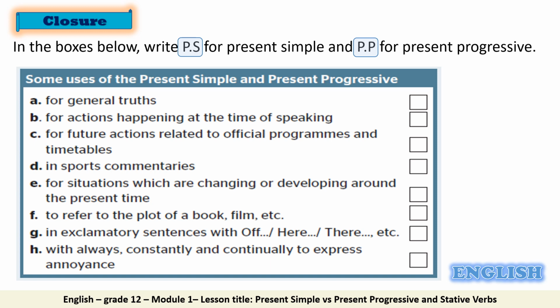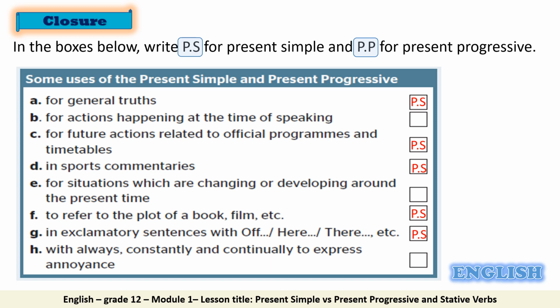All right, who can restate the uses of the present simple tense covered in today's lesson? Great answer! Here they are. The present simple tense is used for general truths, for future actions related to official programs and timetables, in sports commentaries, to refer to the plot of a book, film, etc., and in exclamatory sentences with of, here, there, etc.